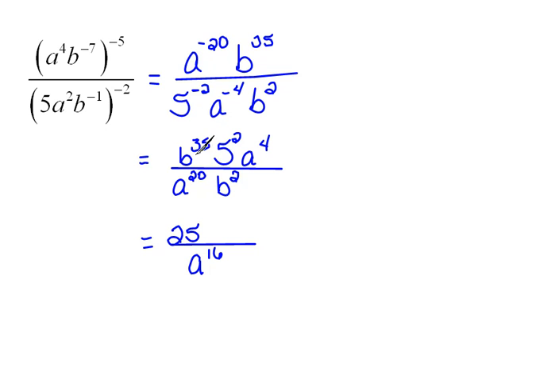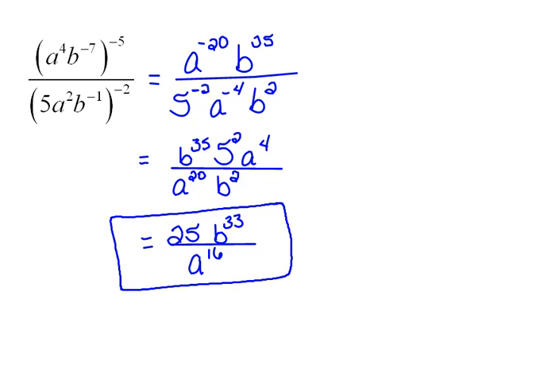Now we've got our b's. We've got b to the 35th and b squared. Well, here again, can you see that if we were to write all this out, if we were to cancel 2 of these b's with 2 of these, there's still a whole bunch more on top. So when we do our subtraction, we're going to get 35 minus 2 is 33. That means that b to the 33 stays on top because that's where the most of those b's were.